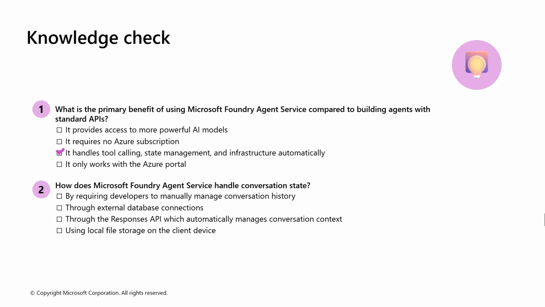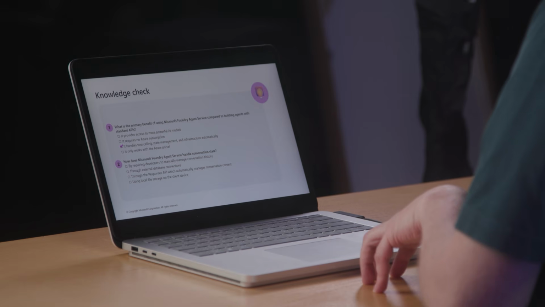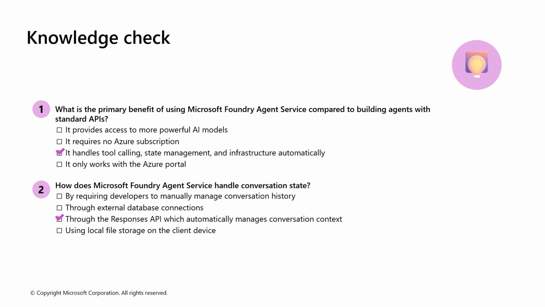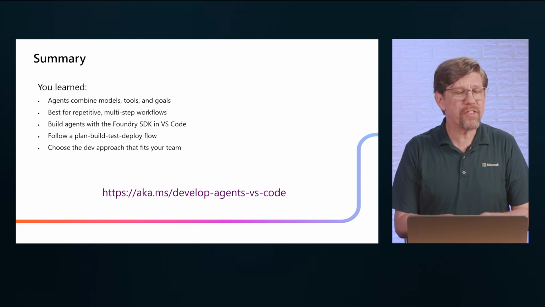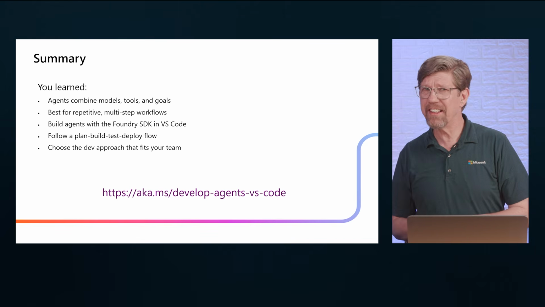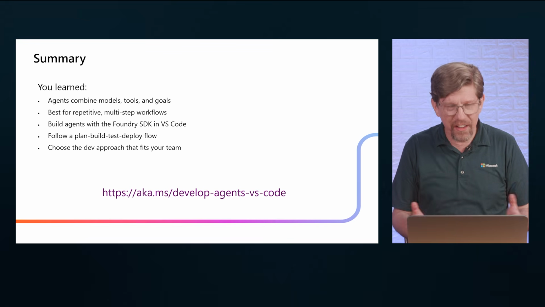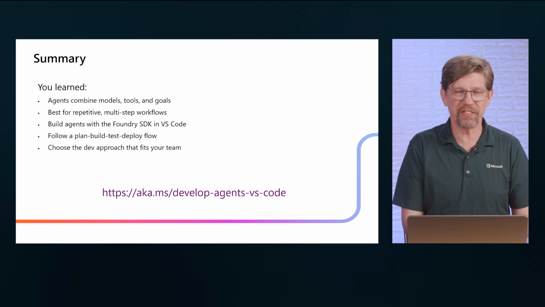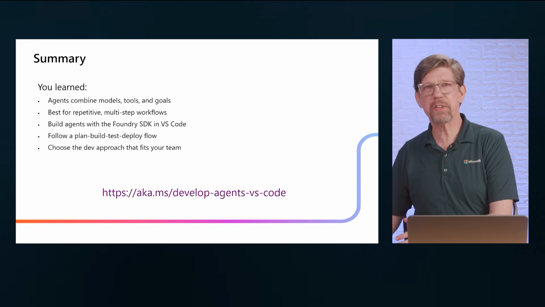Number two, how does Microsoft Foundry agent service handle conversational state? And this is very similar to our earlier example. It uses that Responses API, so it automatically has that conversation context back on the server. So this is a beginning and an end. So at the end, this is the end of our very first segment with Azure Foundry. But there's so much more ahead of us.